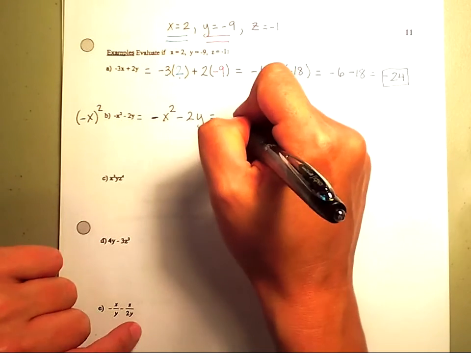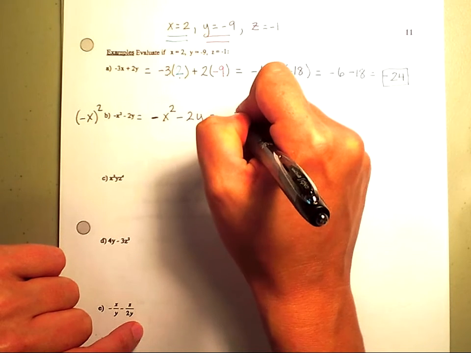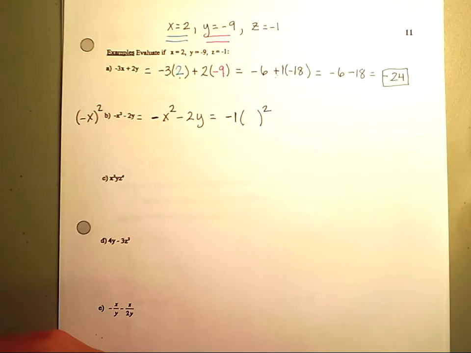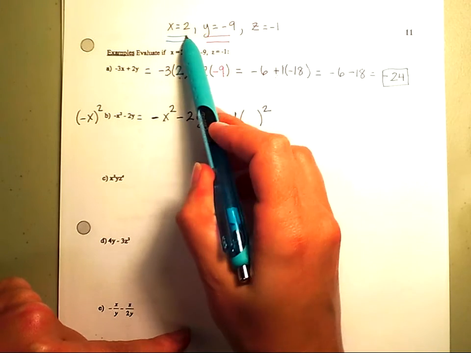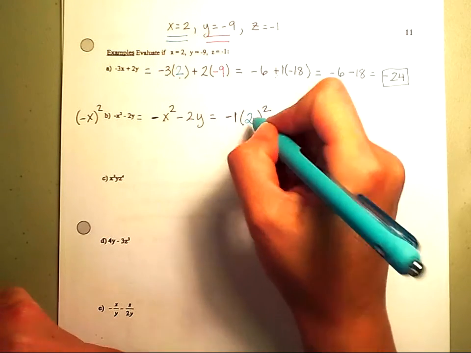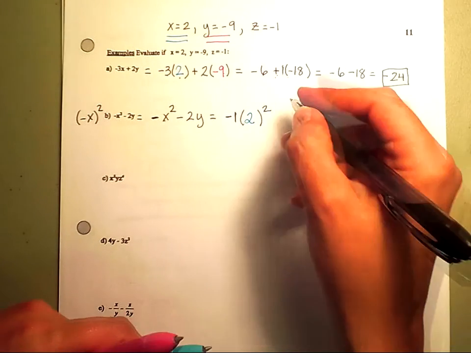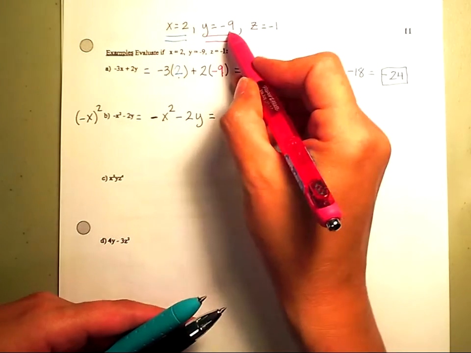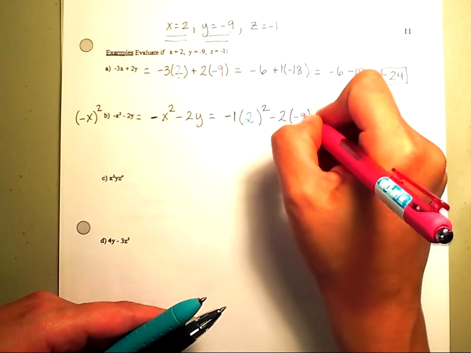Alright, let's substitute in. So that negative you can think as negative 1. Then I want to take x and square it. But we were given x to be equal to 2. Then minus 2 times y, and we're given y as negative 9.